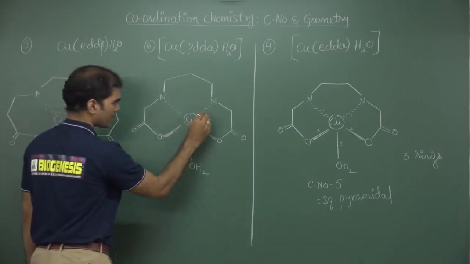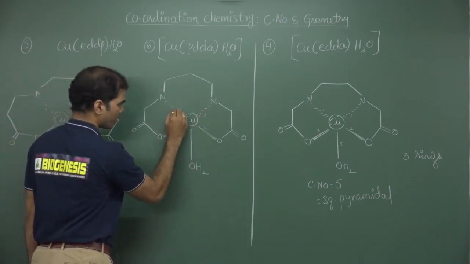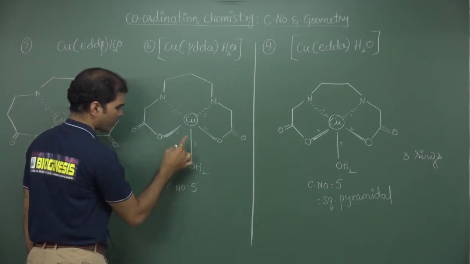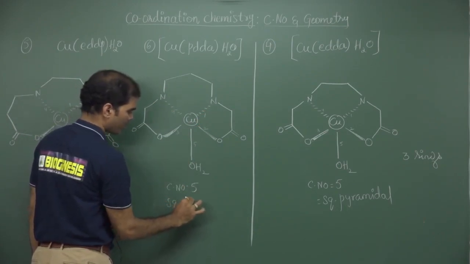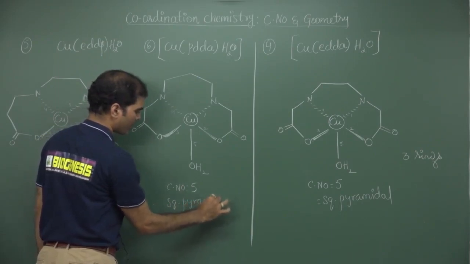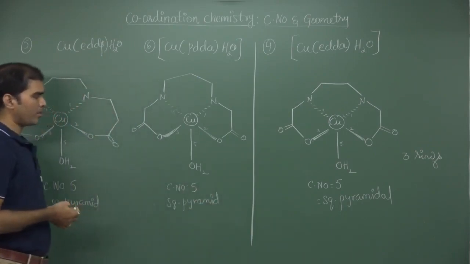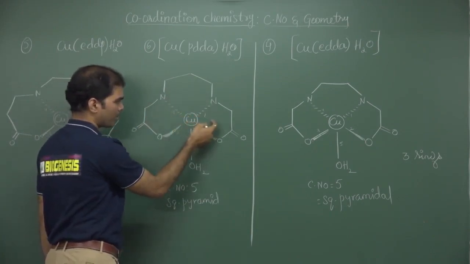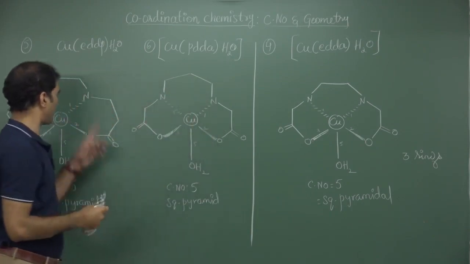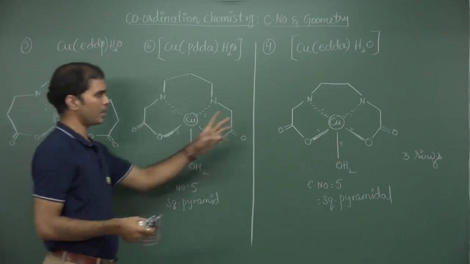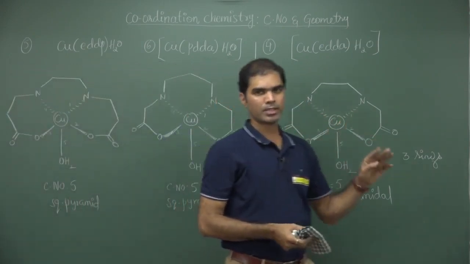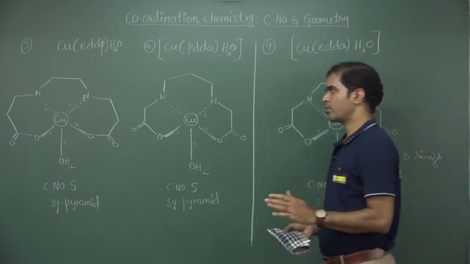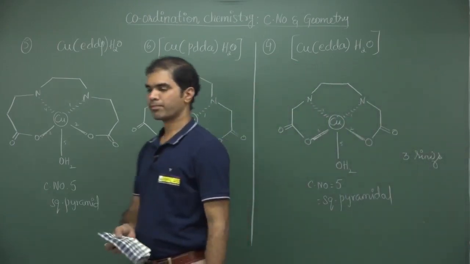In the third case, first let us write the coordination number. Coordination number is 5 and coordination geometry is square pyramid again. All the 3 are square pyramidal structures. How many chelate rings are being formed means 1, 2 and 3. 2 5-membered rings, 1 6-membered ring. 1 5-membered ring, 2 6-membered rings, 3 5-membered rings. That is how the questions can be asked, and these are very unique molecules in coordination chemistry. Okay, thank you.